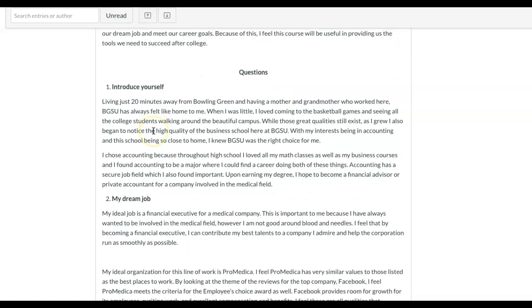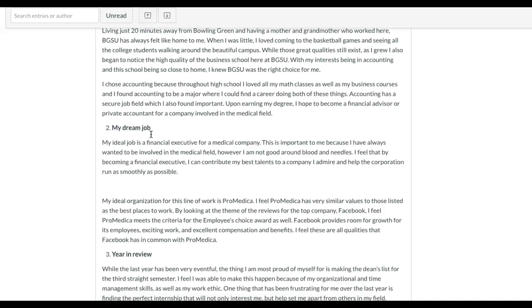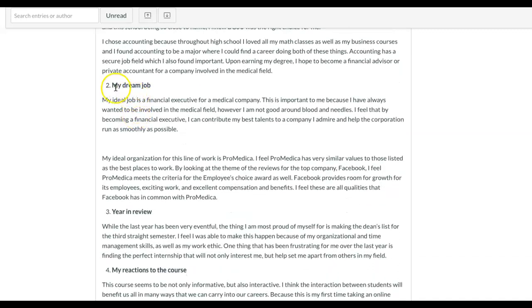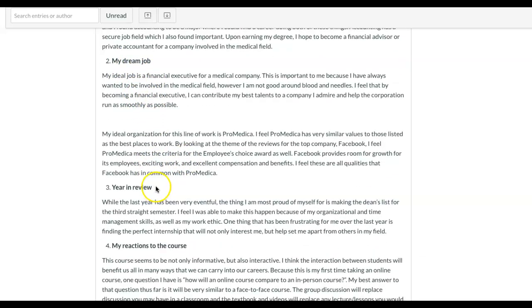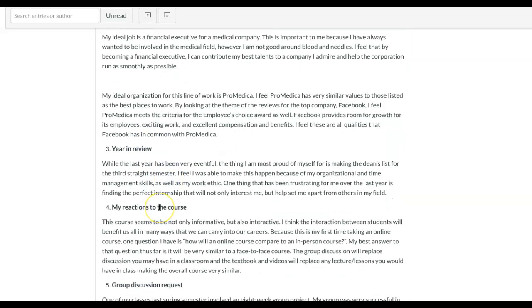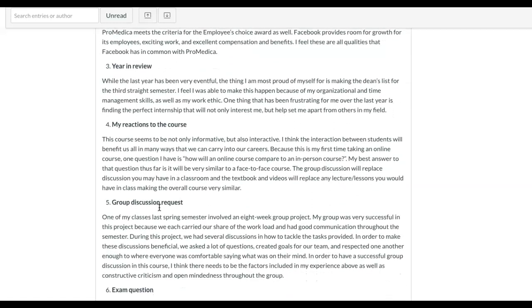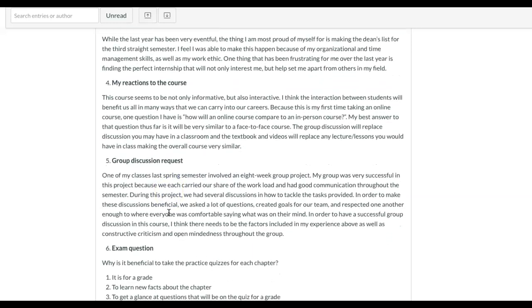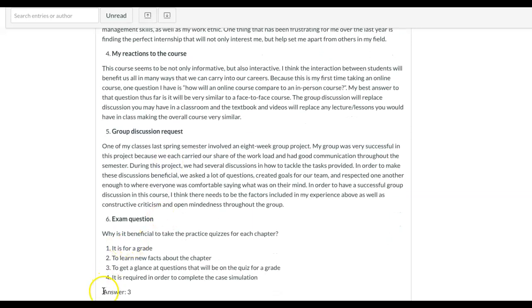Introduce herself. You can see a couple of paragraphs of dialogue there. Their dream job. They went on to that. Their year, reflecting on their year in review. Their reactions to the course. Their group discussion requests in order to have a successful group. Their exam question. They put the answer.